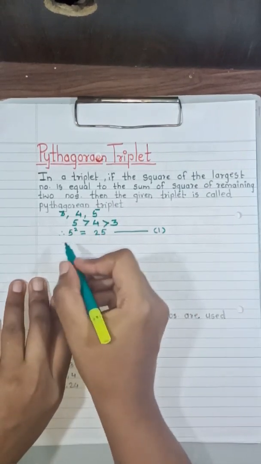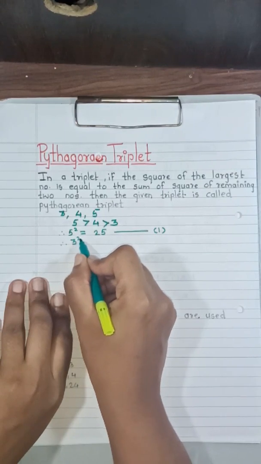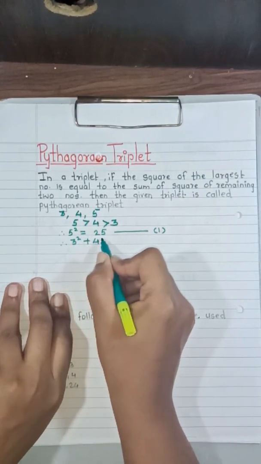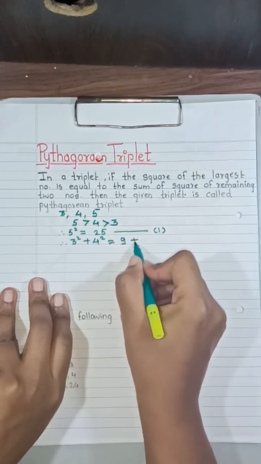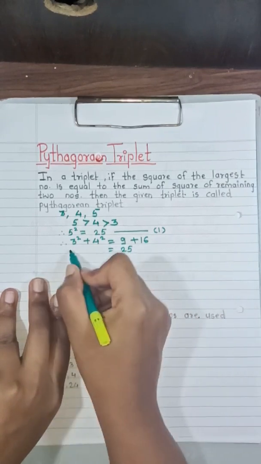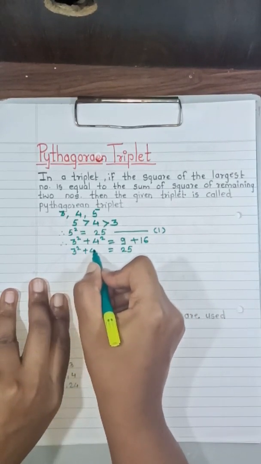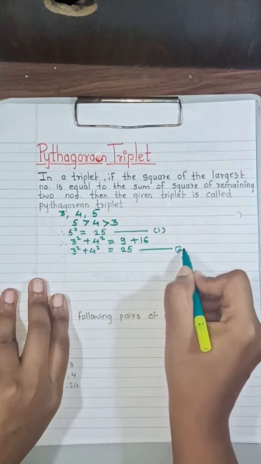Now we have to square 3 and 4. 3 square plus 4 square is equal to how much? 3 square is 9, 4 square is 16. That is how much? 25. That means 3 square plus 4 square is 25. We'll name it as equation 2.